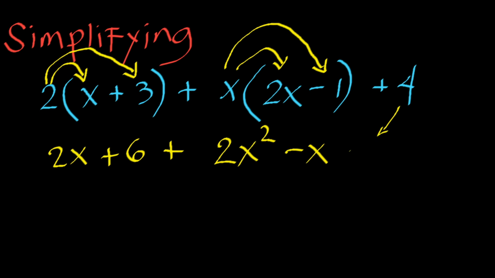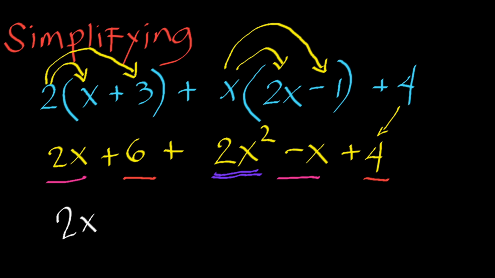And then yung 4 naman, na constant, pwede natin siyang kopyahin lang. Okay, i-check natin ang mga like terms. We have 2x and negative x. And then we have 6 and 4, which are both constants. And then yung 2x squared, wala siyang kapareho. So we can bring it down and we will have 2x squared.